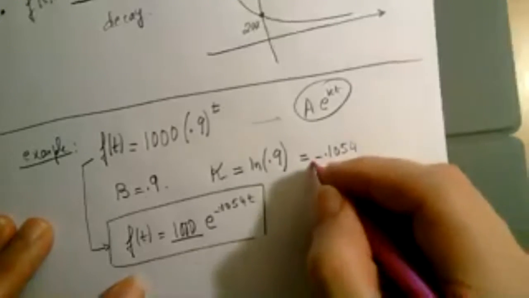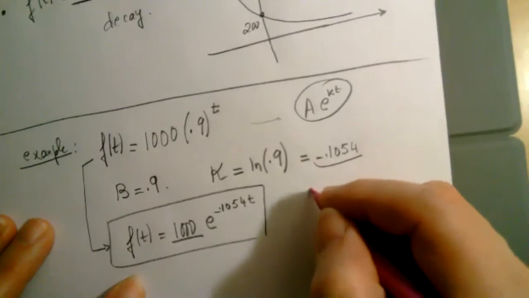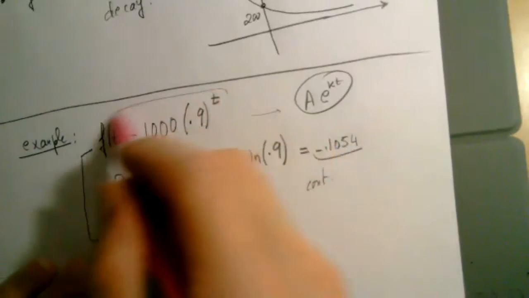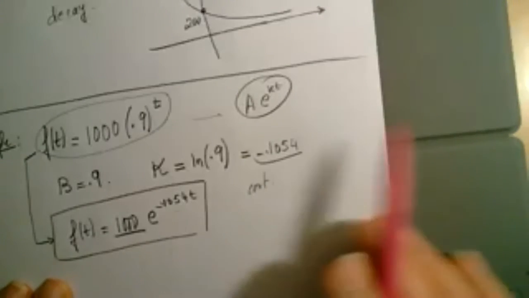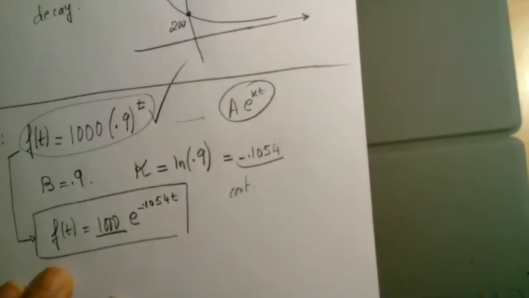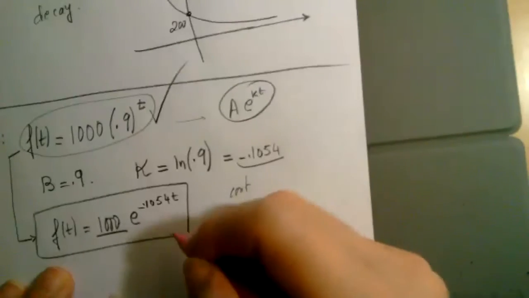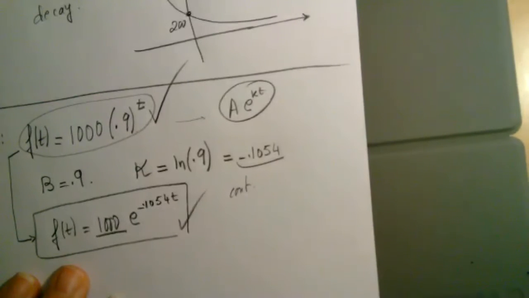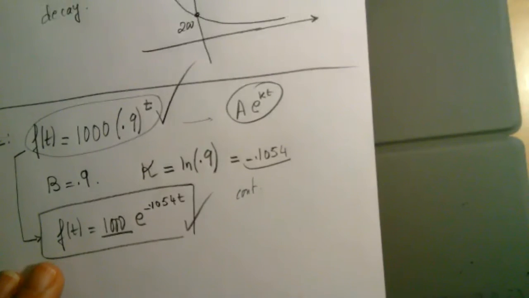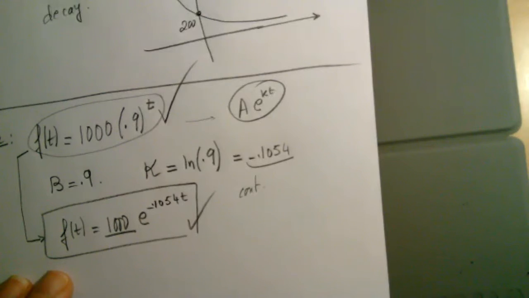K is called the continuous growth rate. So what does it mean to you? I pick up my calculator, for example, and I sketch this function. I sketch this function. What do you think is going to happen? The same. Increasing. Exactly the same.